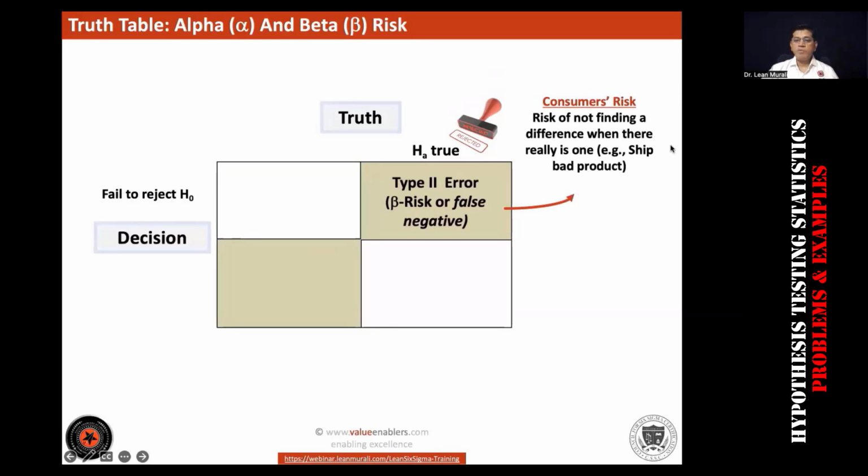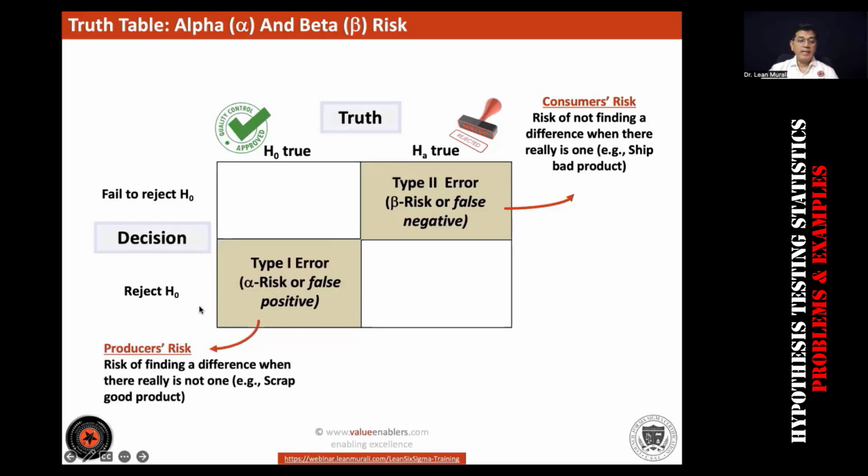This is called consumer risk, because it reaches the consumer: the risk of not finding a real difference, when there is actually a real difference or a bad part. And if it is a good part and you reject it, it's called a producer risk, because of the risk of finding a difference when that's really not the case. The scrap parts, for example, you are scrapping a good part. So that is the owner's risk. All right, so this is a correct decision.